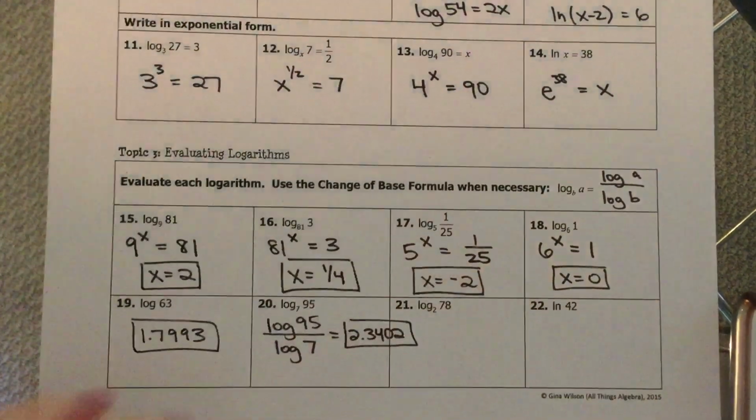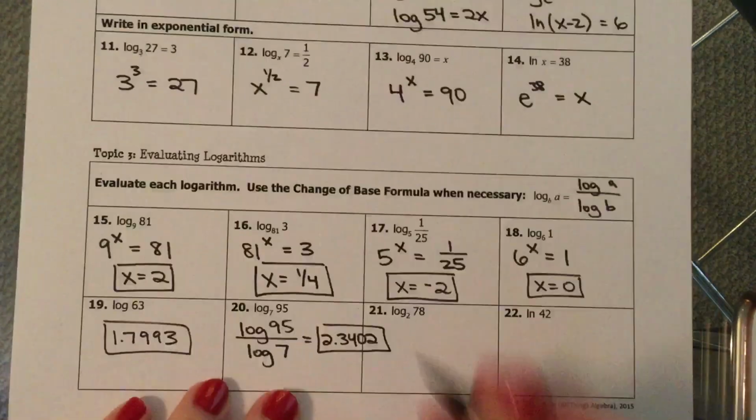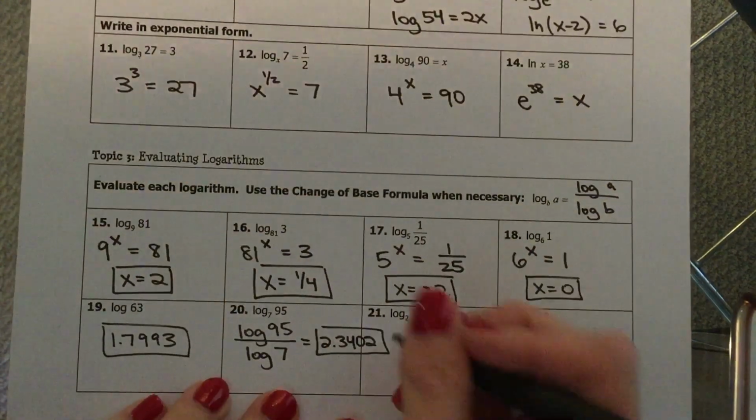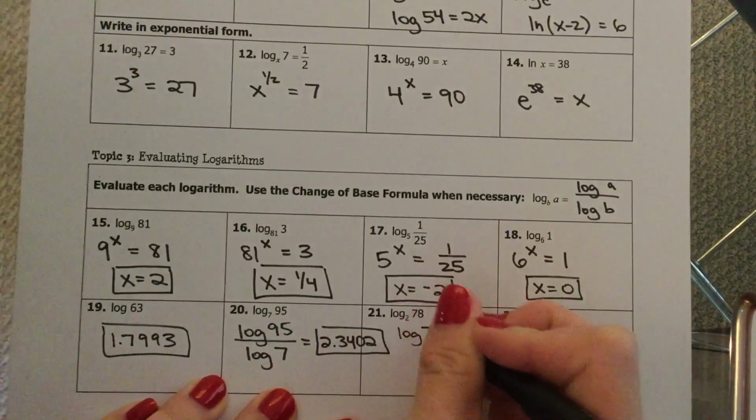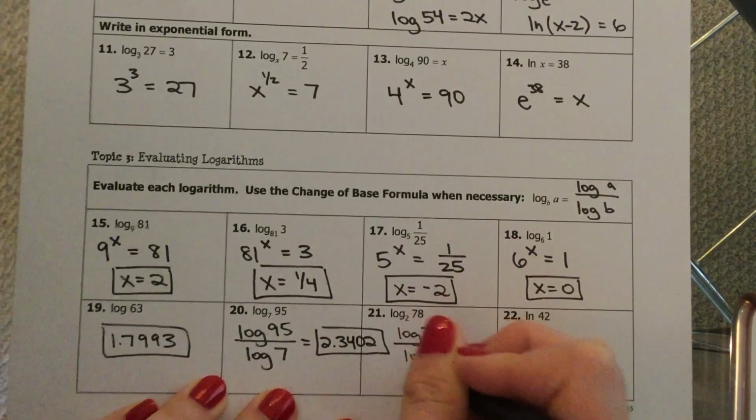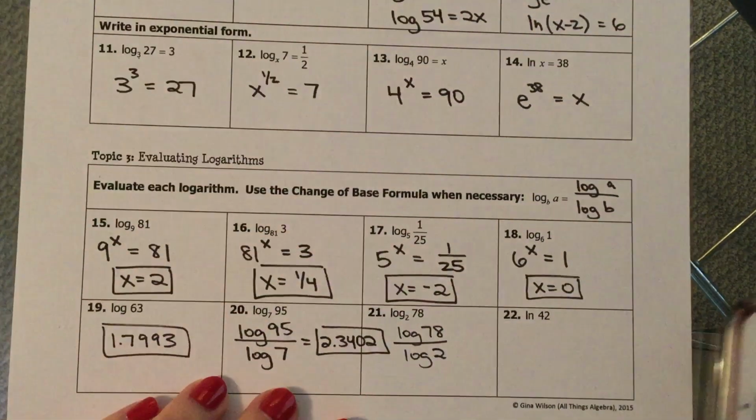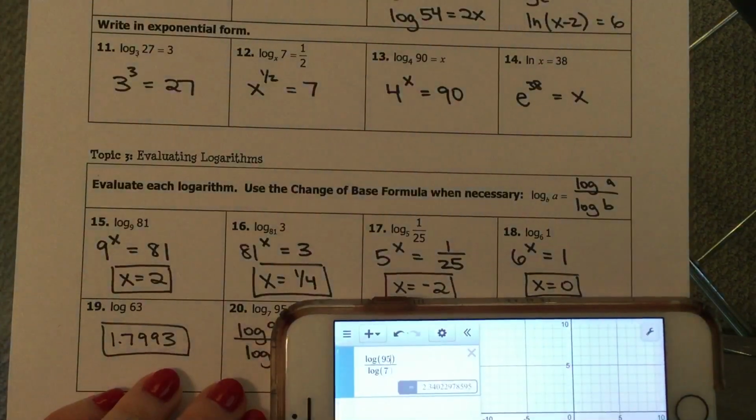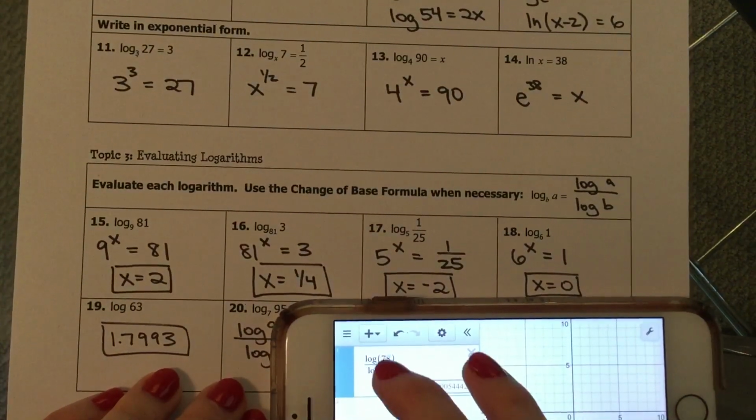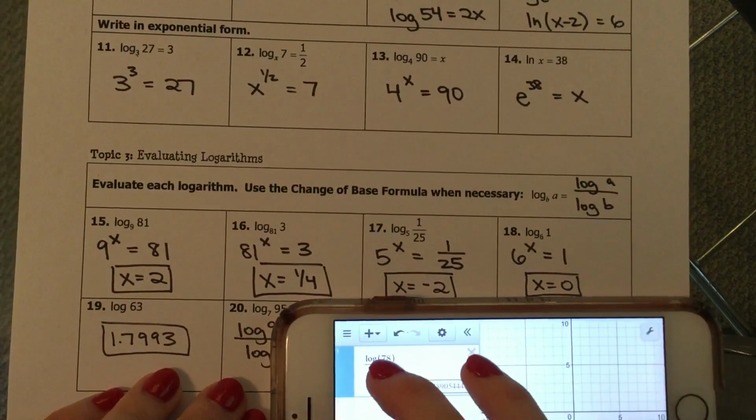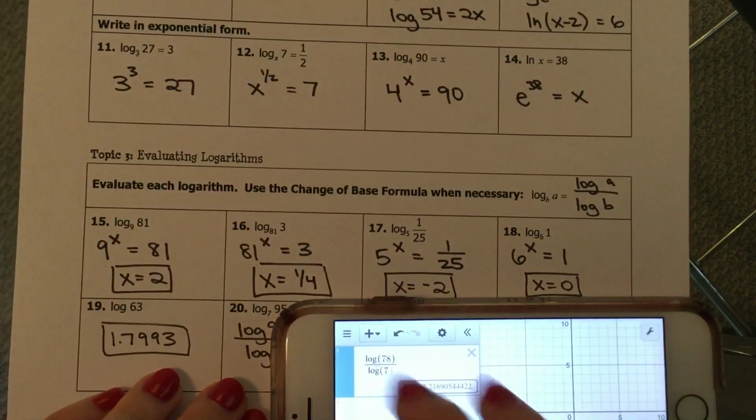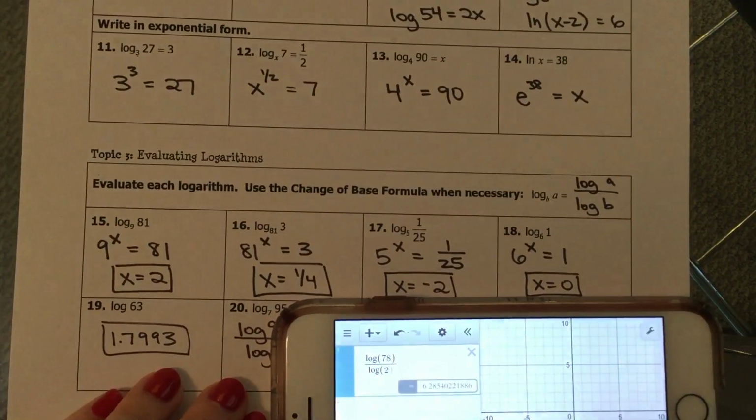Sorry, it's sneaking into the next one. Same exact formula here. There's no exponent of 2 that gives you 78. So you do common log of 78 divided by common log of 2. And we can sub that in. So I'll replace the 95 with 78 and replace the 7 with a 2.